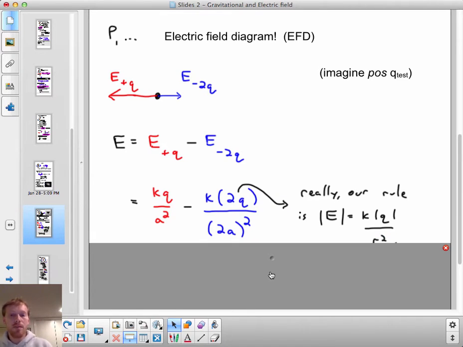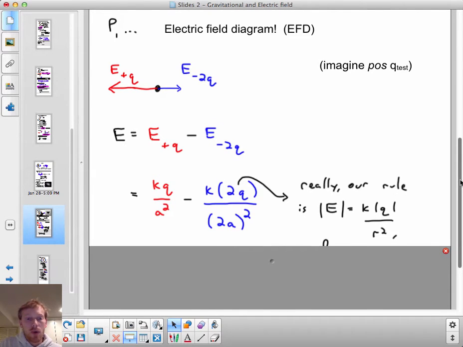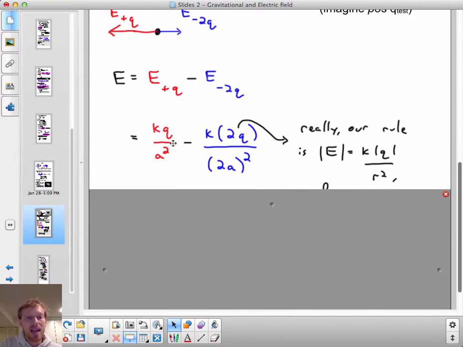So now I'm substituting, and I'm going to get the magnitude of that arrow and subtract the magnitude of that arrow. Let's see, the magnitude of the left arrow is kq over a.